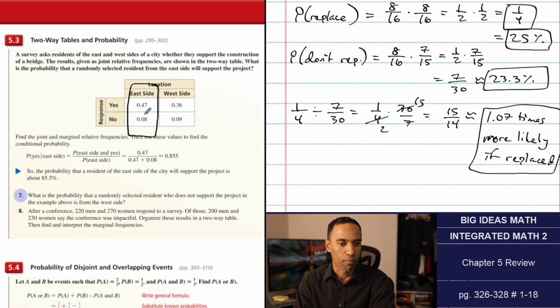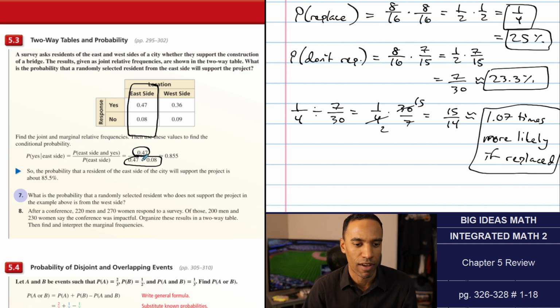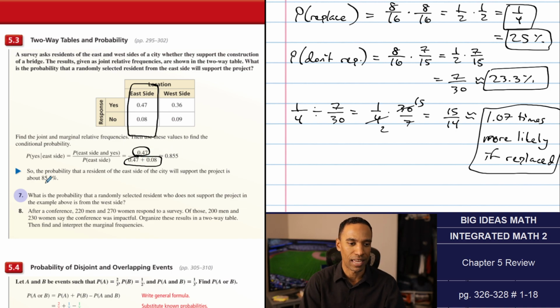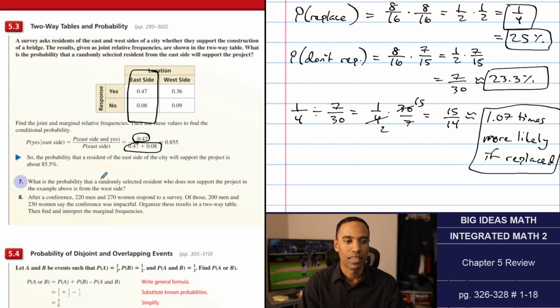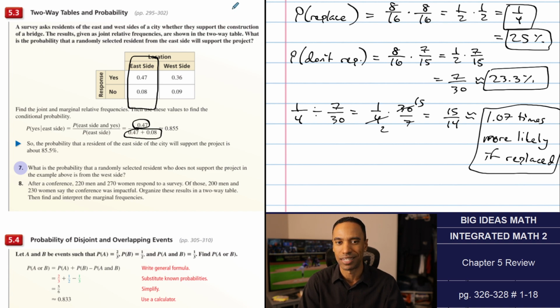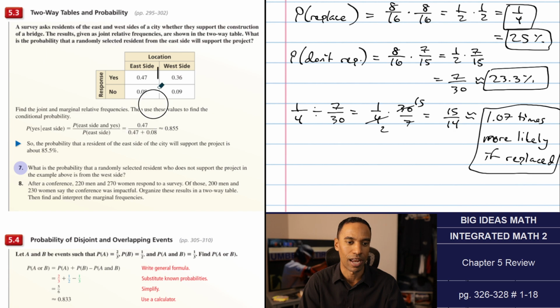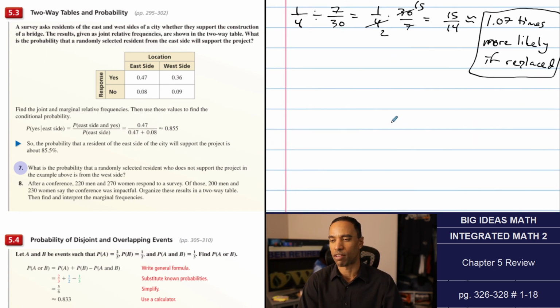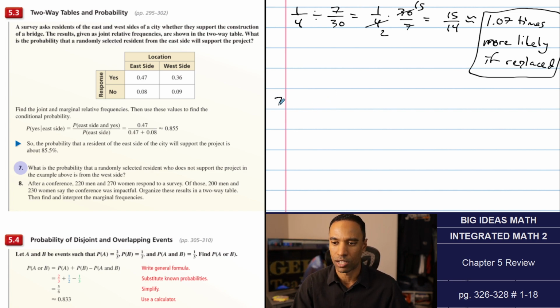So they make up 55% of everybody. Now 55% is the total that we want to look at. And those who support it are the east side and yes folk right here. So we're going to divide 0.47 divided by 0.55, which is about 85.5%. This is a situation where we have what's called a conditional probability. Given that we're only looking at the east side folk and not west side, what is that answer? So we'll see if they ask more questions based off that, or they have their own set to do. But that's a good example of something you can look at in general.